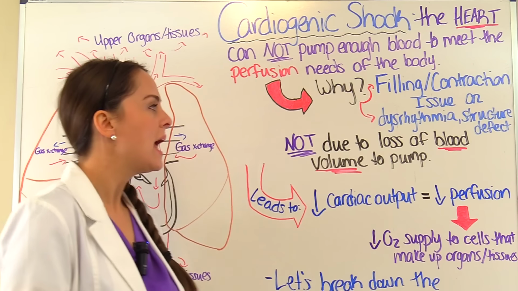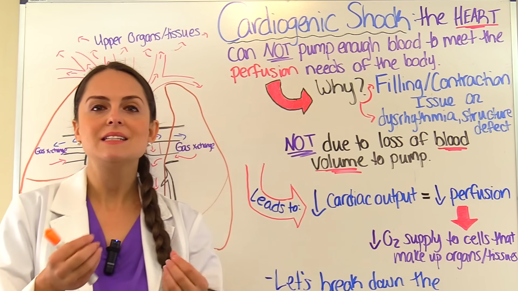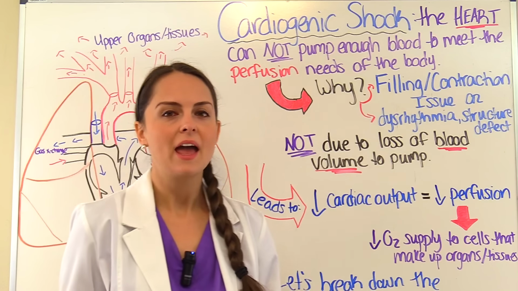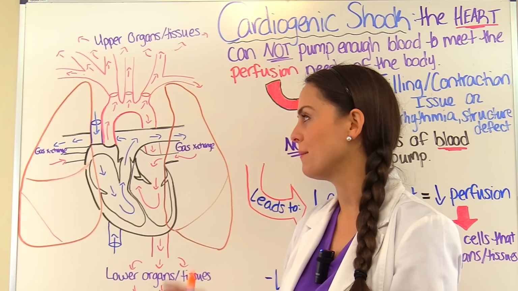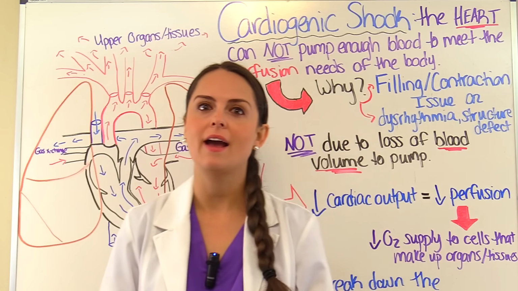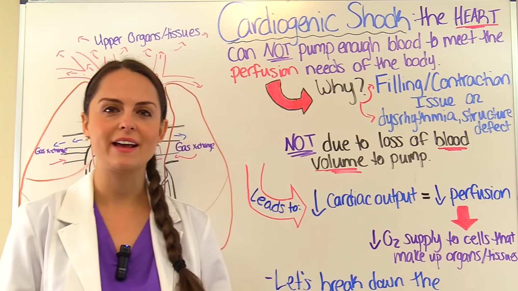And a little bit later, we will go into some conditions that can cause diastolic or systolic dysfunction, but just keep that in mind. Now, one thing with cardiogenic shock I want you to remember is that it doesn't present due to a loss of blood volume for the heart to pump. The heart has plenty of blood volume to pump. It just really can't pump it out of the heart and maintain cardiac output. So that leads to a decrease in cardiac output.